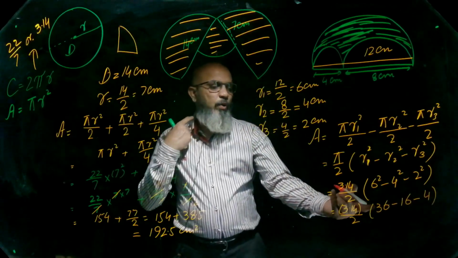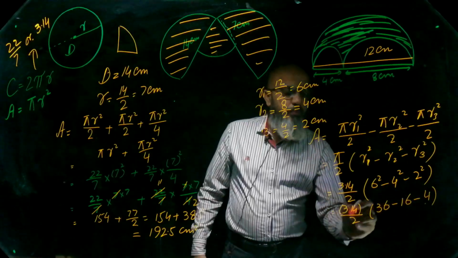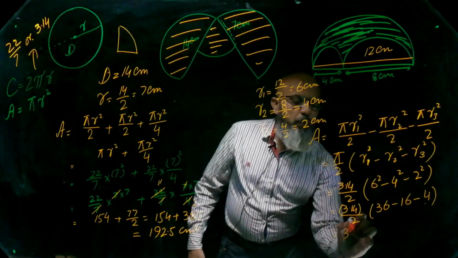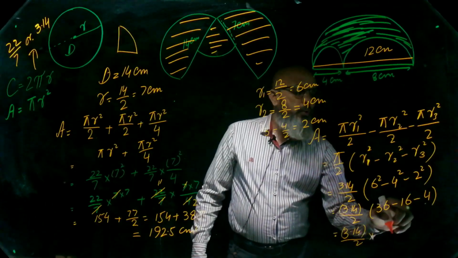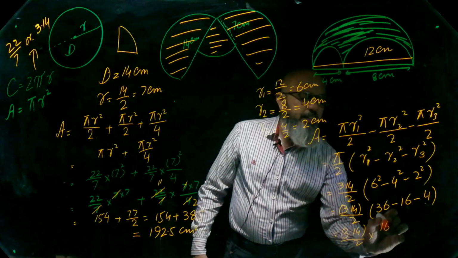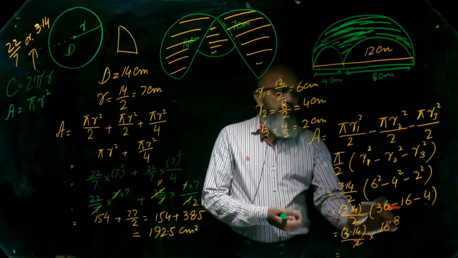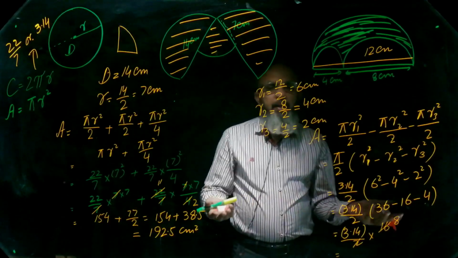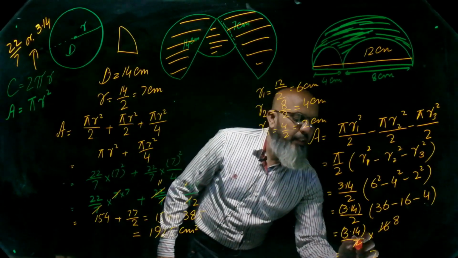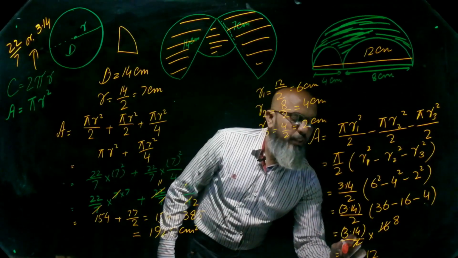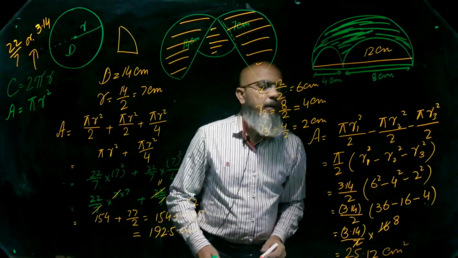Now it's a very easy calculation for you. You can solve it. 36 minus 16 is 20, minus 4, that is 3.14 over 2 multiplied by 16. It will cut, you will get here 8. Now you will multiply 8 with 3.14 and that is your required answer. 8 4s are 32, 8 1s are 8, and 3 is 11, 8 3s are 24 and 1 is 25, and that is your answer, centimeter square.